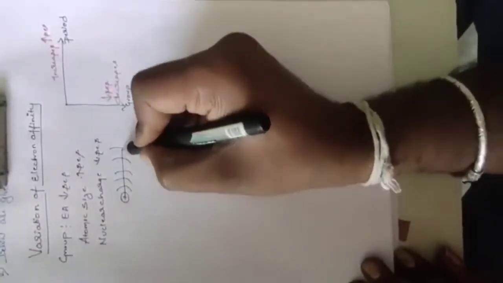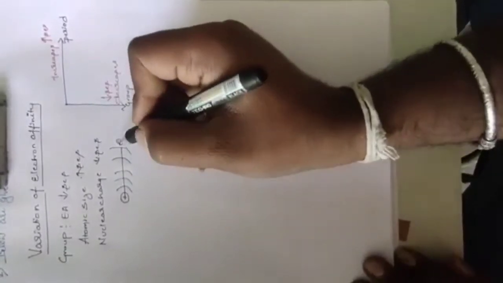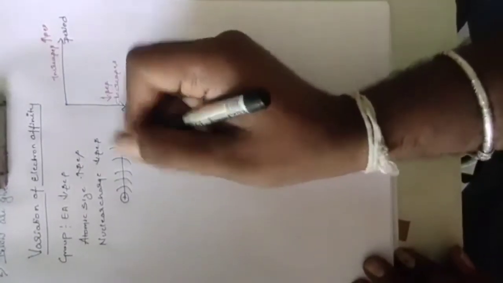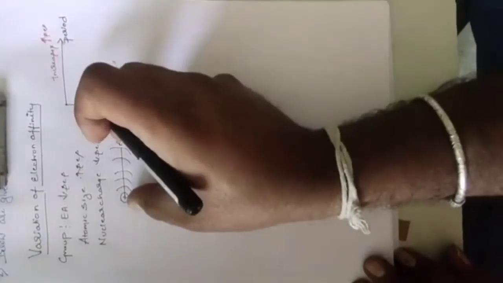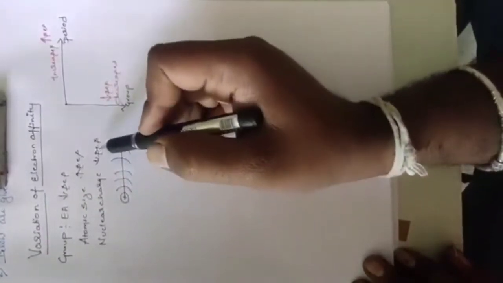See, if you write that atomic size increases, then the attraction between the nucleus and the valence electrons decreases, because the distance is more. Then the nuclear attraction between the nucleus and the electrons will be less. For that I told that nuclear charge will decrease.